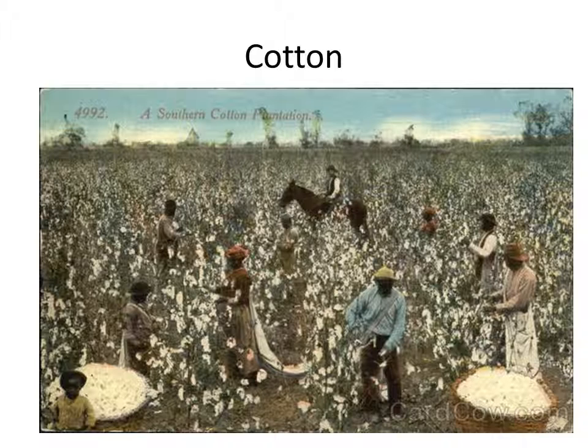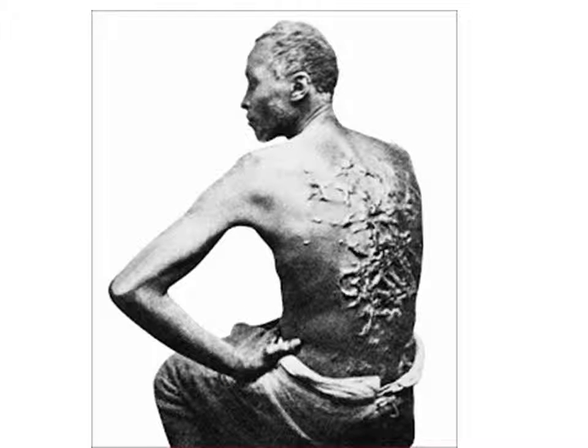This is difficult work. The slaves were paid no wages. They were provided food and housing, but their families could be broken up at the will of the slave owner, and there was severe punishment for escaping. For example, here's a slave who had been whipped as punishment for escaping.